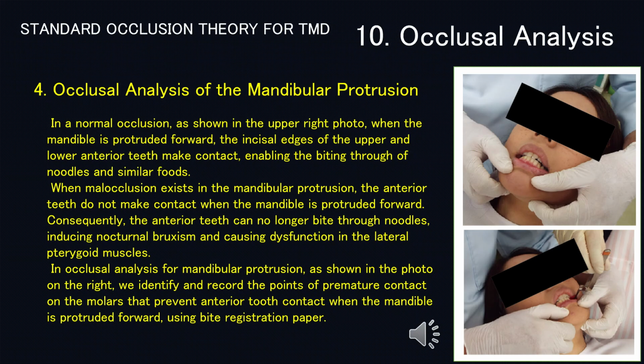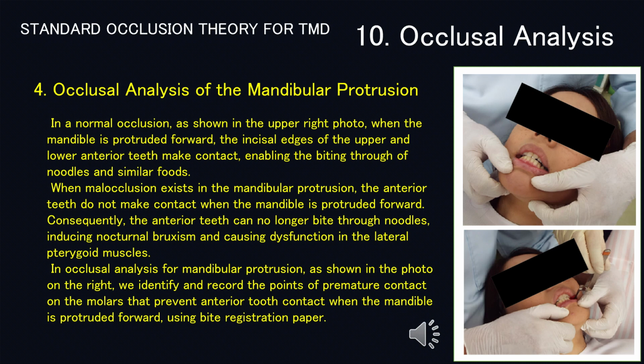4. Occlusal analysis of the mandibular protrusion. In a normal occlusion, as shown in the upper right photo, when the mandible is protruded forward, the incisal edges of the upper and lower anterior teeth make contact, enabling the biting through of noodles and similar foods. When malocclusion exists in the mandibular protrusion, the anterior teeth do not make contact when the mandible is protruded forward.